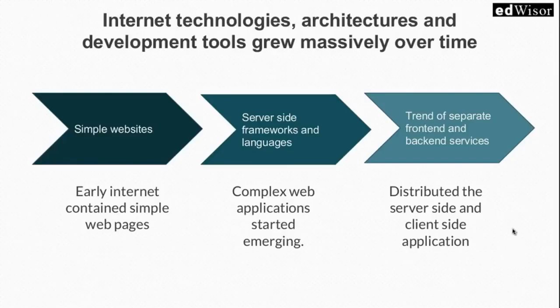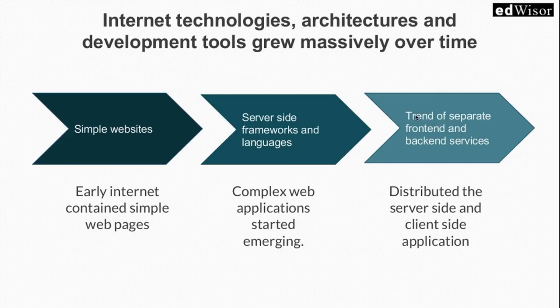This is an overview of how the internet grew over time. We had simple websites to begin with, which had simple web pages. Then came the need for some complex web applications, especially to support businesses and the need for information storage and exchange. And today we have a distributed kind of system where there is a server side part and a client side part and everything. Let's get into the details of it very quickly, one by one.